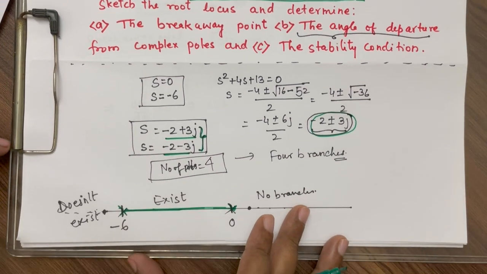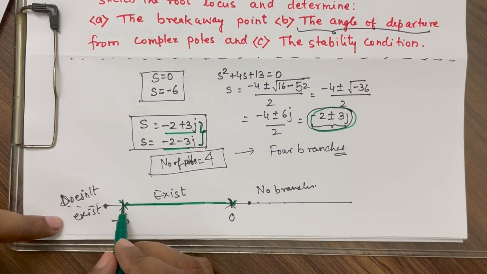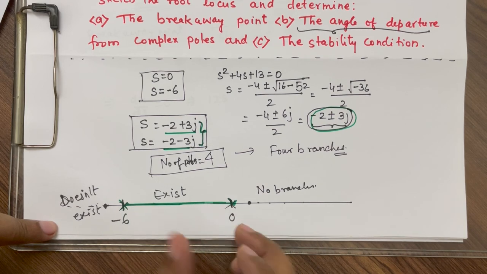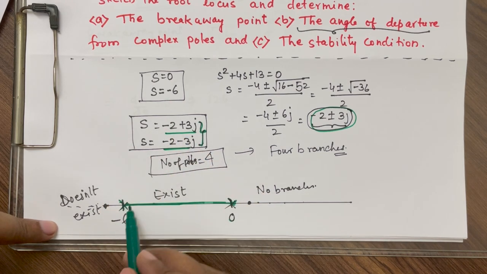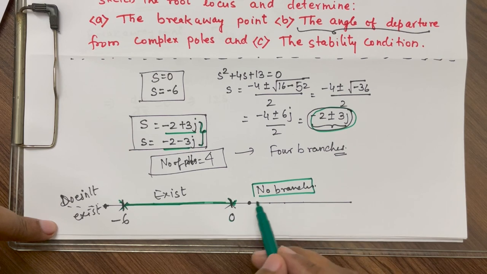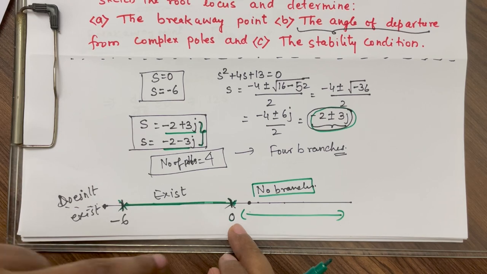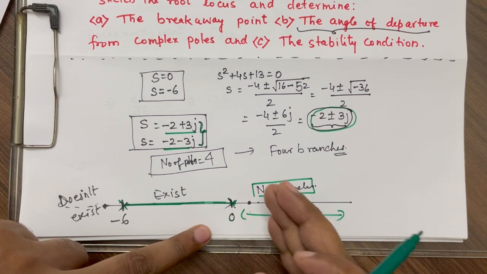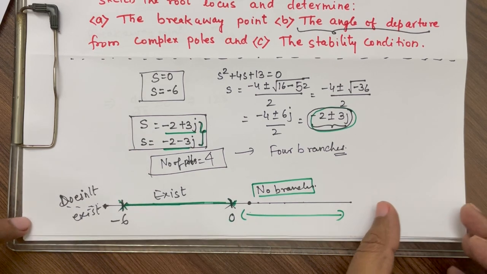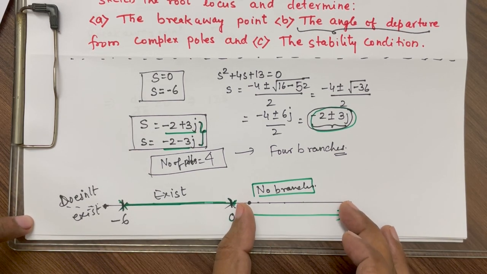To know the existence of root locus on the real axis, we will take the real roots and then plot them on the real axis. So the first one is 0, then minus 6. So root locus branches will not be available on this side, as we know that the number of poles plus zeros to the right hand side of a point should be odd. There are no poles or zeros on this side, so there will not be any branches.